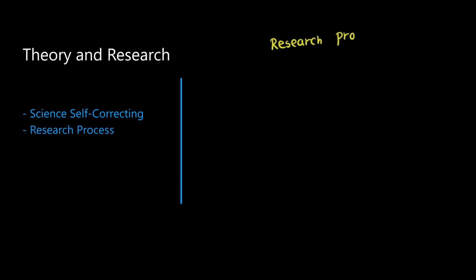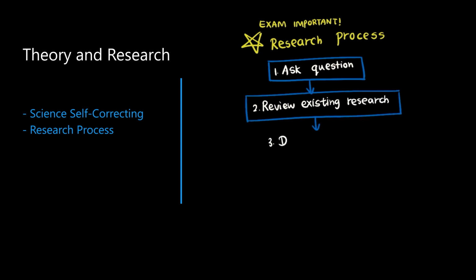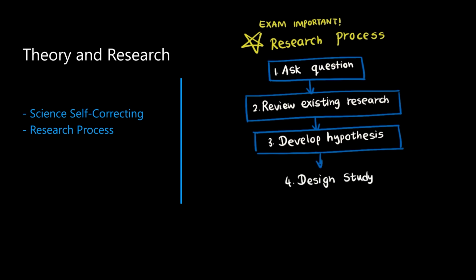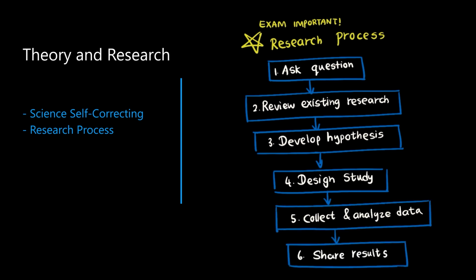For your exam, you need to understand the research process that sociologists follow. They begin by asking a question, something they want to understand about the social world. Then they review existing research to see what's already known. They develop a hypothesis, a testable prediction based on theory. They design a study to test that hypothesis, collect and analyse data, and interpret their findings. Then they share their results so other researchers can evaluate and build on their work.